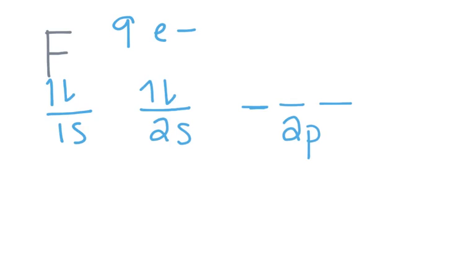So we would go all up arrows, 1 in each orbital. Well, we need to put 2 more in, so let's go back to the first orbital, put a down arrow, and then a down arrow in the second orbital. And then that's it. That's the orbital diagram for fluorine.